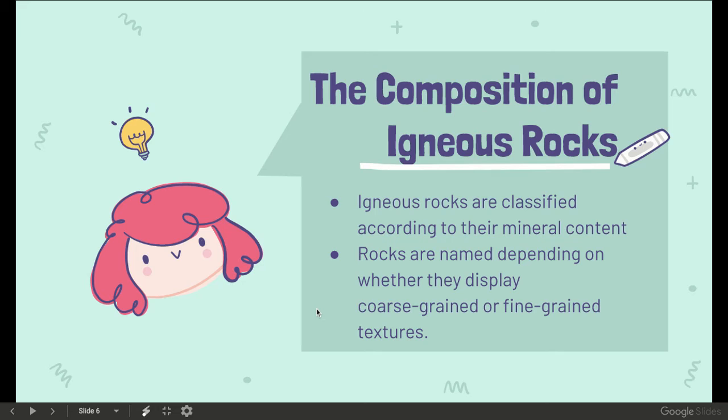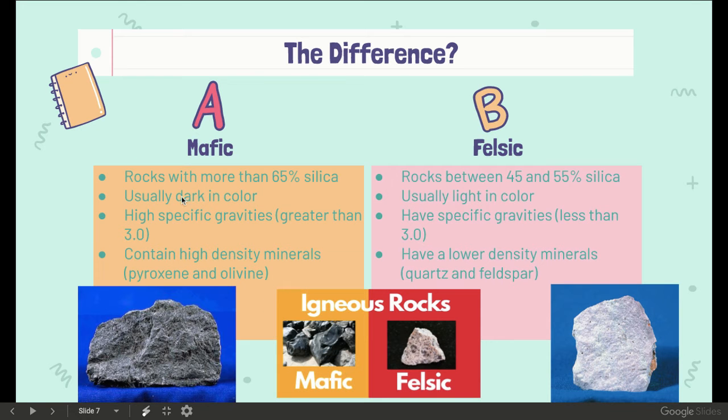And then last way in which we classify igneous rocks is based on their composition, what they're made out of. And we split this into 2 groups. Mafic rocks are rocks with 65% silica, and they are darker in color, and usually a little bit heavier. Their specific gravity is higher, so they feel denser in your hand.